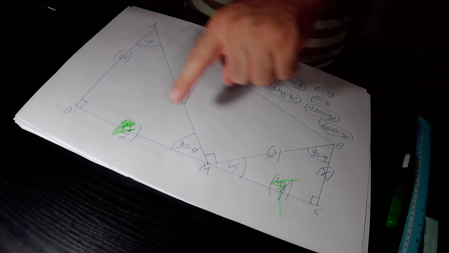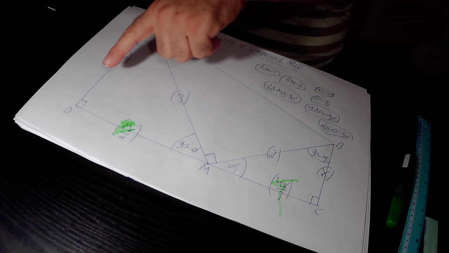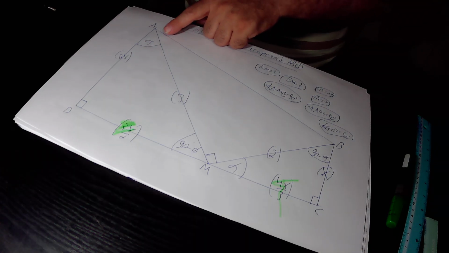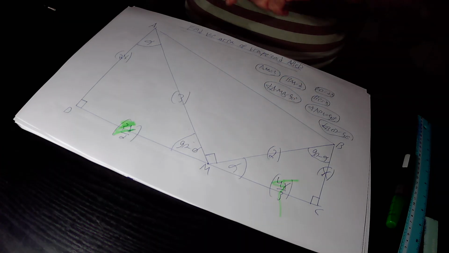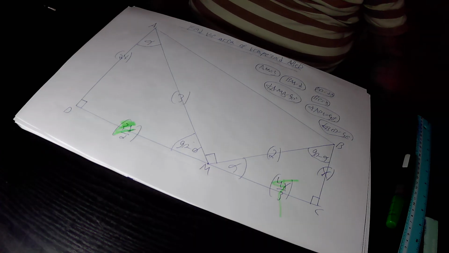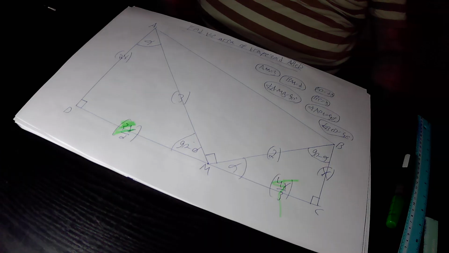In the right triangle ADM, this angle equals 90 degrees minus alpha, this angle equals 90 degrees, therefore this third missing angle must be equal to alpha. Why? Because alpha plus 90 degrees minus alpha is 90 degrees, and 90 degrees plus 90 degrees equals 180 degrees. That is the sum of the angles in a triangle.